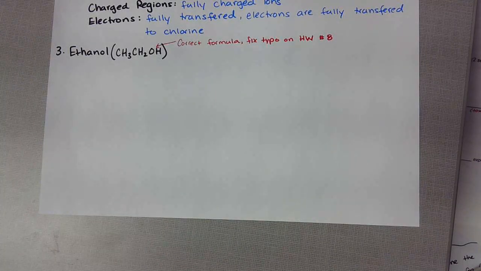This formula is written a little different than the formulas you're used to because ethanol is an organic substance, which means it's carbon containing, which means sometimes they have their own rules. This formula is written in a way that allows somebody with a little bit more chemistry than you guys have right now to predict the structure. But I can walk you through the structure.